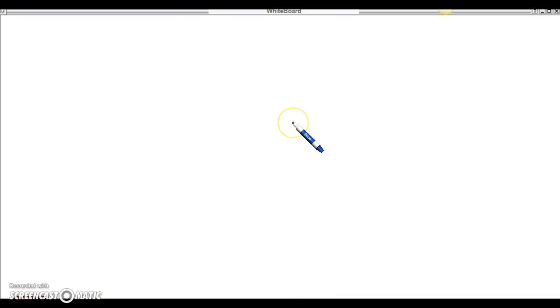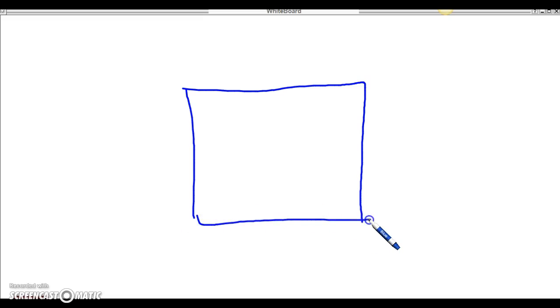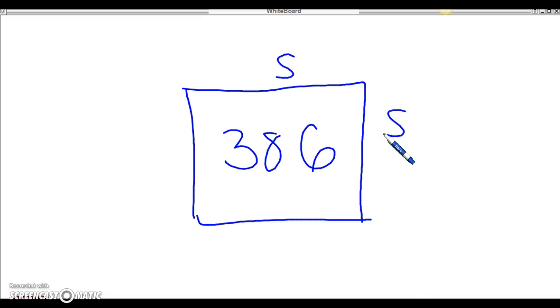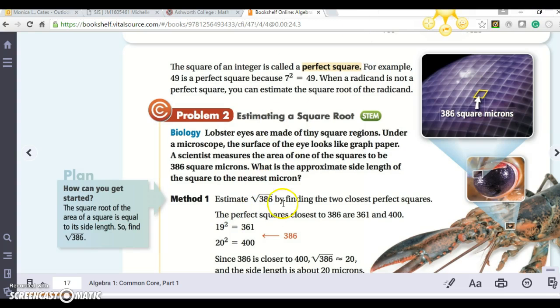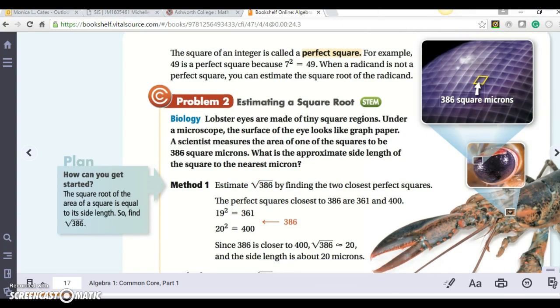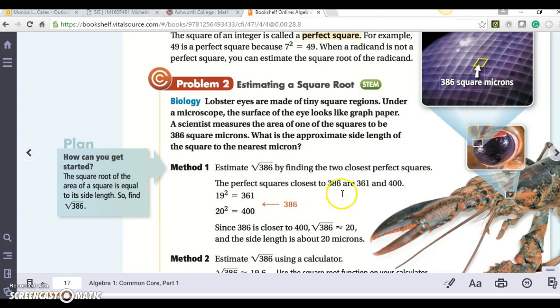So, like I said before, when dealing with square roots, we're looking at the area of a square. So this is the entire area, and I want to know my side length because side squared gives me this 386. They let us know that the perfect squares closest to 386 are 361 and 400. So 19 squared is 361 and 20 squared is 400, and 386 is right in between there.